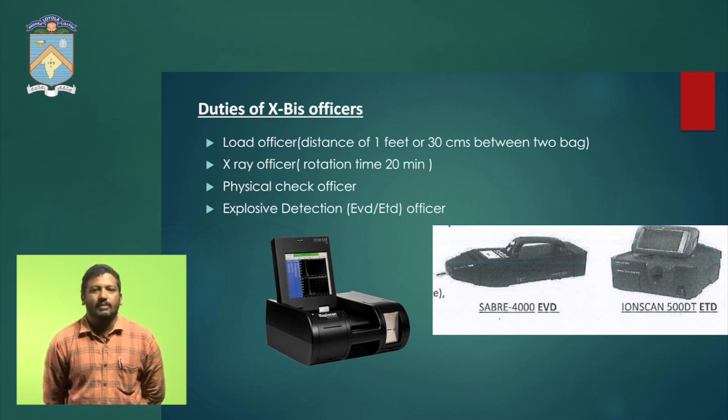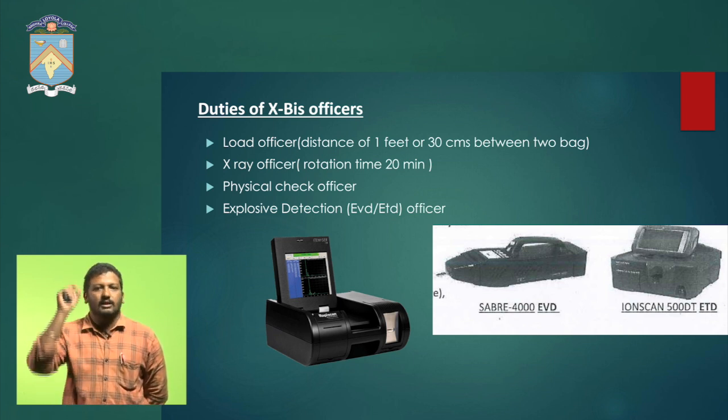What is the main SOP of a load officer? He will ensure the passenger and ask some relevant questions to the passenger. Then he will place the baggage in the X-ray machine. They need to maintain some distance between the two bags, approximately 1 foot or 30 centimeters for each bag. Only then will we get a good image on the monitor while screening a baggage.